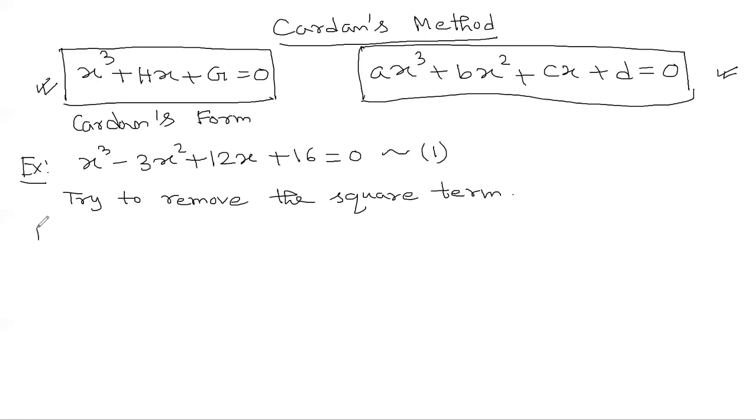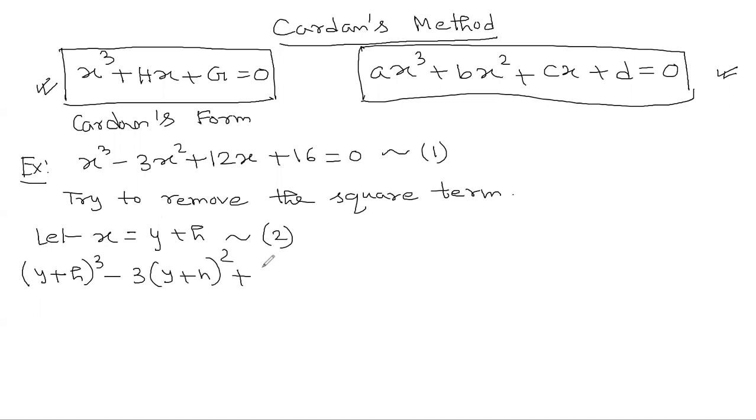So for this, let us take y equal to x plus h. Sorry, we'll replace x by y plus h. If you substitute 2 in 1, you will get y plus h whole cube minus 3 times y plus h whole square plus 12 into y plus h plus 16, that is equal to 0.